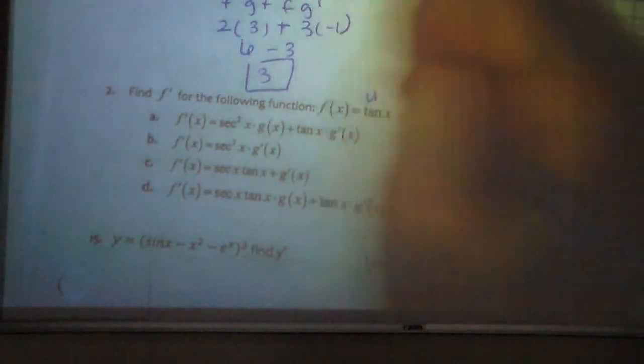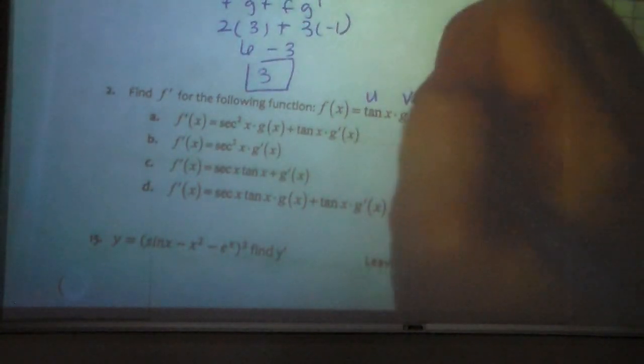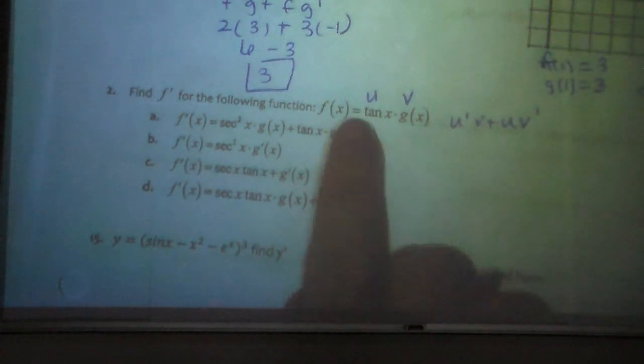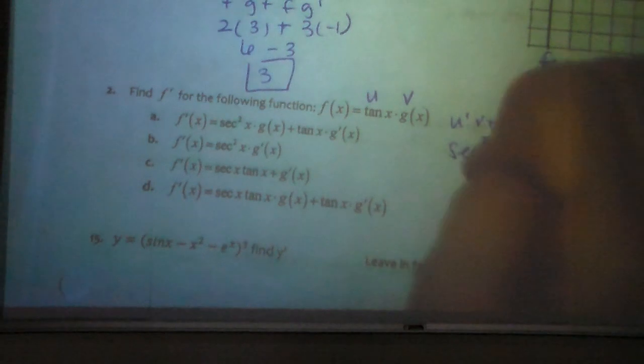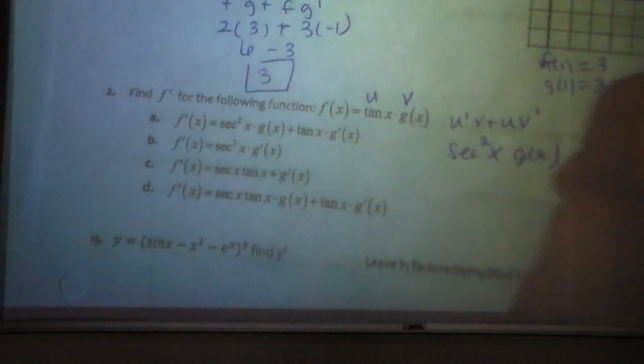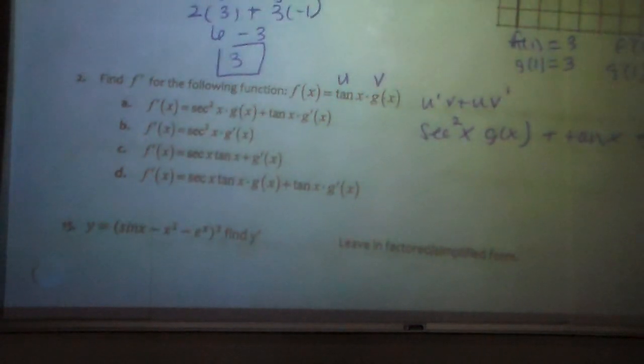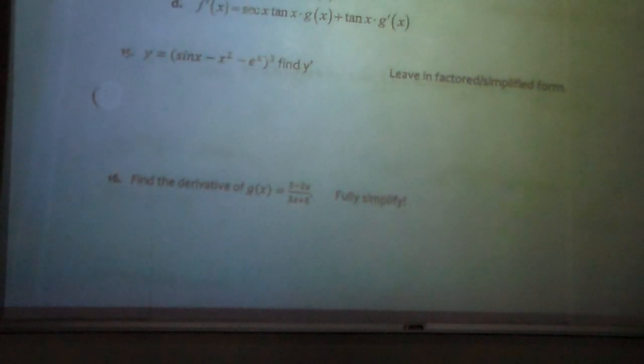This is definitely product rule, so u and v, u prime v plus u v prime. Derivative of tangent is secant squared, v is just g of x, plus u is just tangent. V prime would just be g prime of x, so that's your answer.